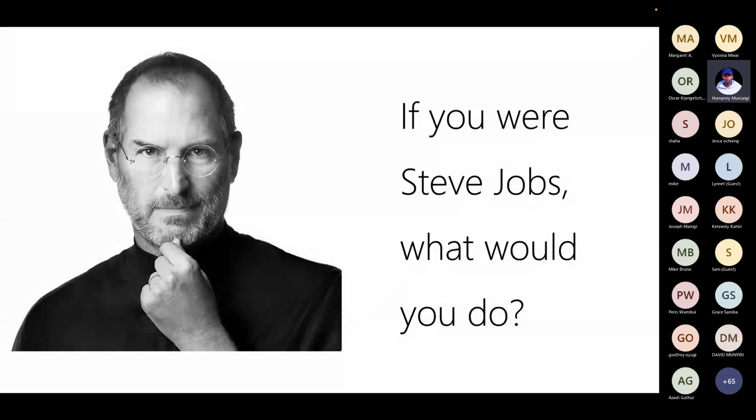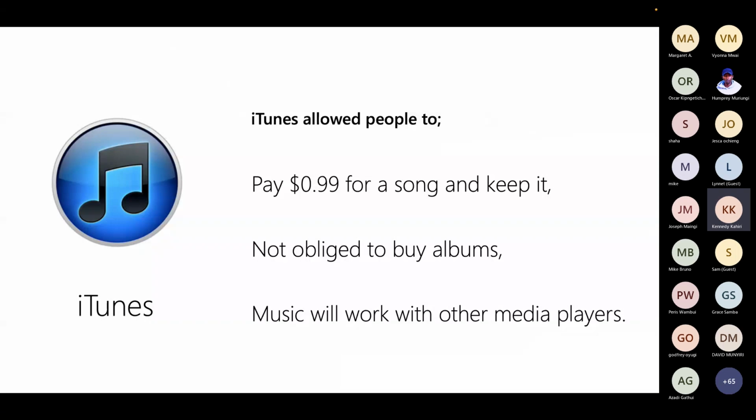Remove friction between the user needs and the final offer. Yeah, that's good. I can see it was around buying a song, and Apple launched what we call iTunes. iTunes enabled people, for $1, to buy a song and keep it forever, and you are not obliged to buy an album. And the music you download, because you legally bought it, you own the song, you can play with other media players. So these are the solutions that Apple and Steve Jobs came up with.